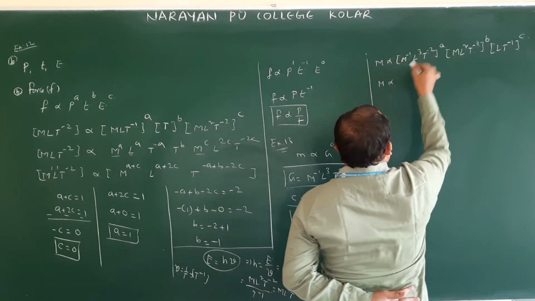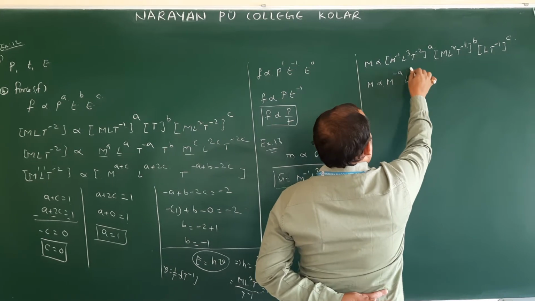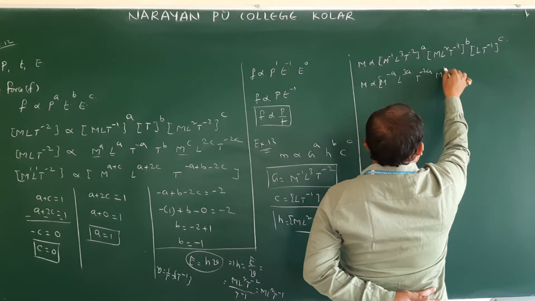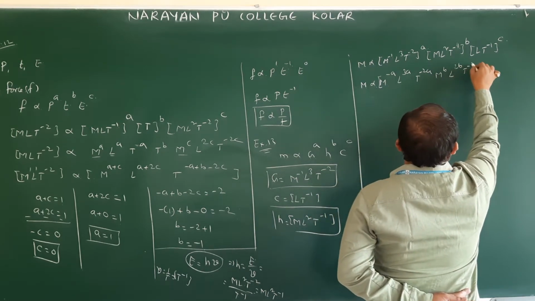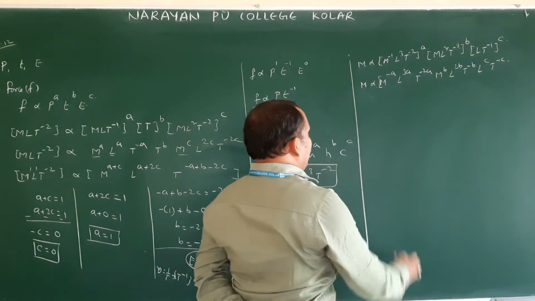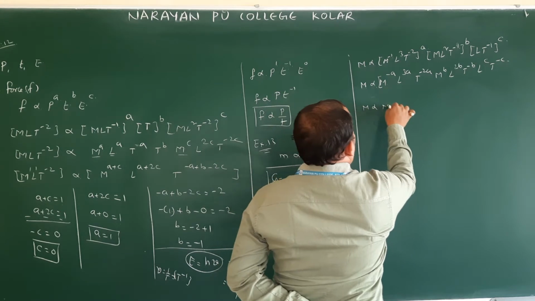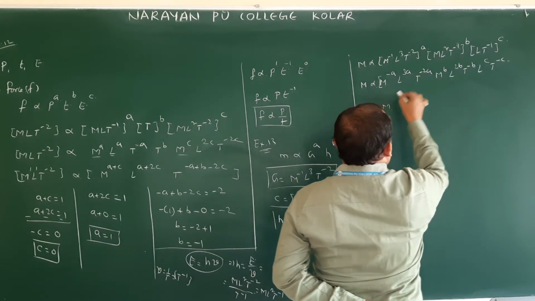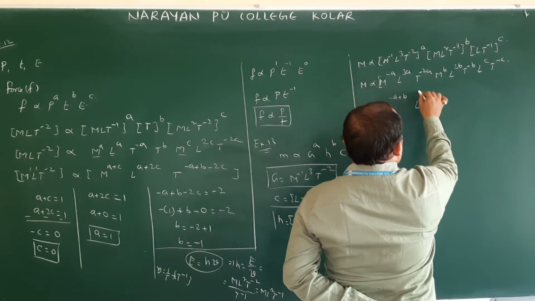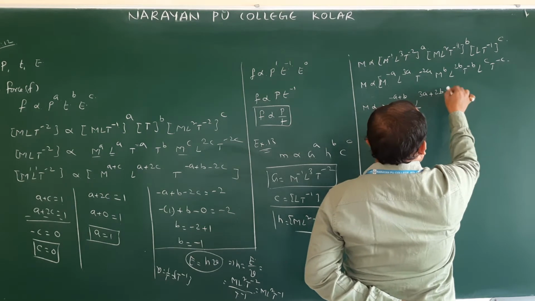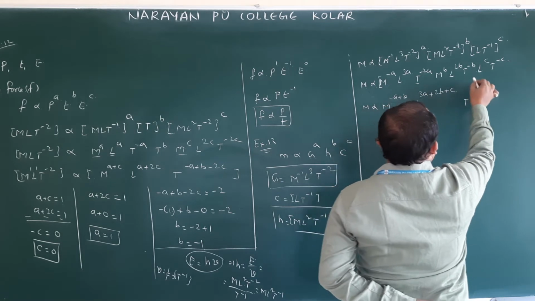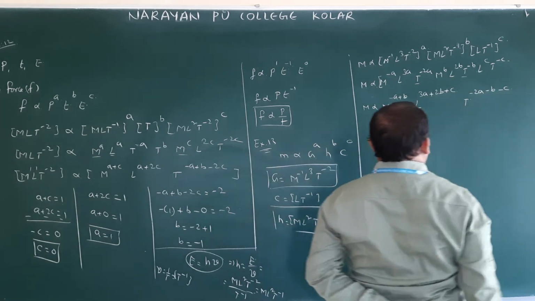M power minus 1 into A gives M power minus A, L power 3A, T power minus 2A. M power B, L power 2B, T power minus B. L power C, T power minus C. So take common all M: M power minus A plus B. L power 3A plus 2B plus C. Next, T power minus 2A minus B minus C.